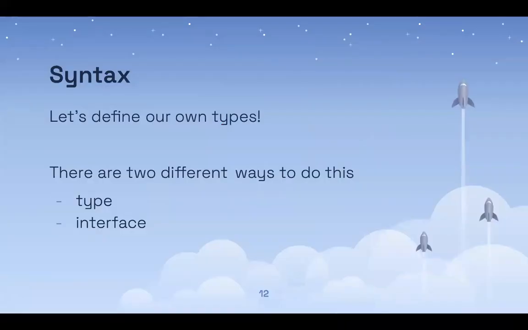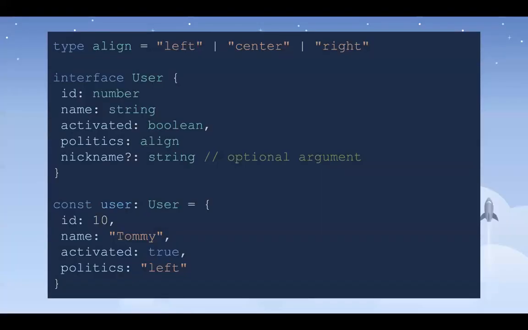Cool. So to define a type for a variable, use the colon type syntax. All right, let's define our own types. There are two ways to define your own types, type and interface. One of them happens more often than the other, but they both do get used pretty frequently.